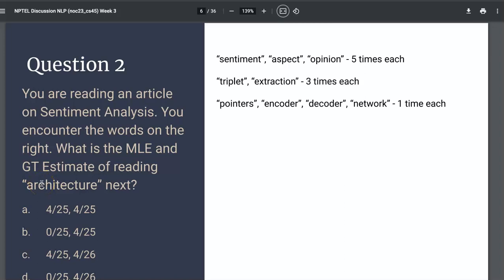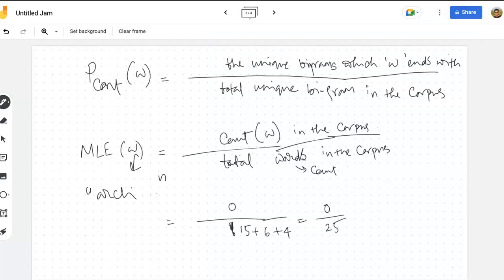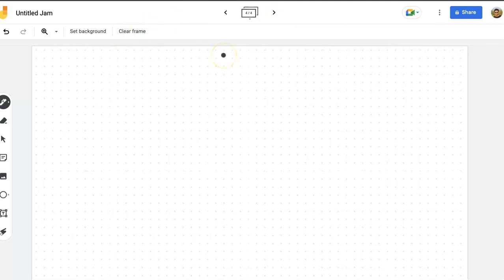Now what is this Good-Turing estimate, if you recall correctly? Just to recap, maybe I'll go to the next slide. So what is the Good-Turing estimate? What does Good-Turing say?